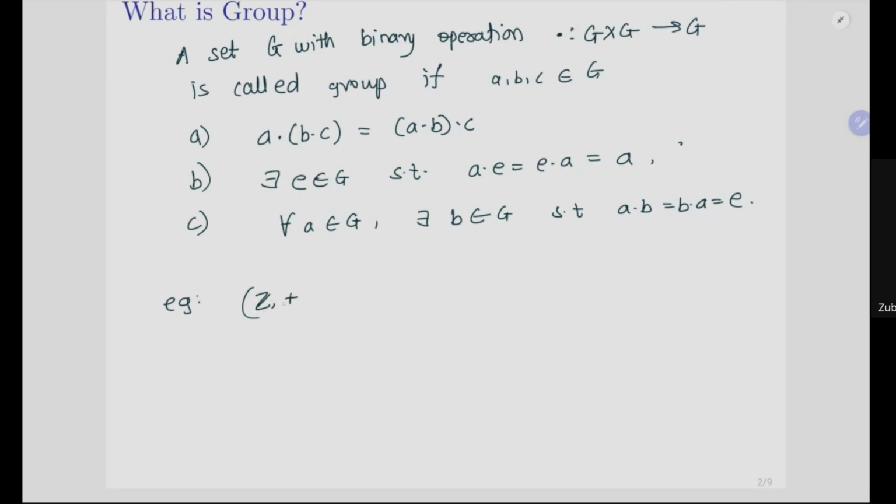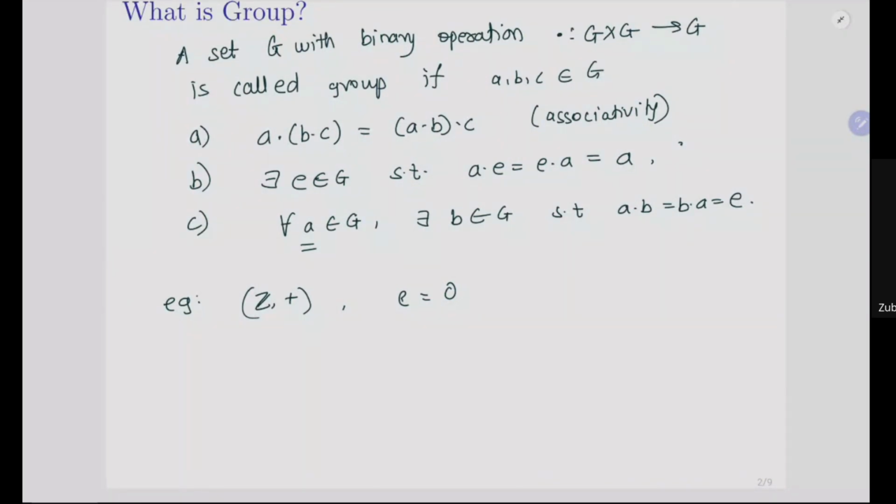When we say Z plus, it is the set of all integers with addition. And here we can see the associativity. So this is associativity. And here the identity e is 0 because we can see 0 plus any integer is again the integer itself. And for any given integer a, we can always find an element b, namely minus of that integer, such that a plus b in our case is 0.